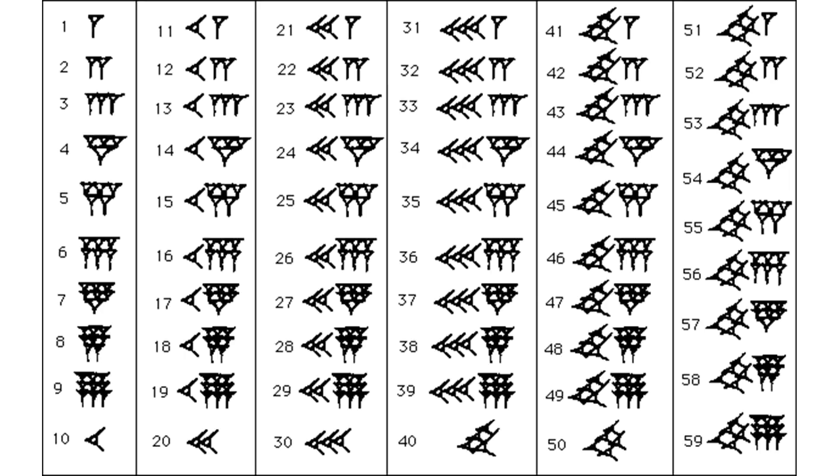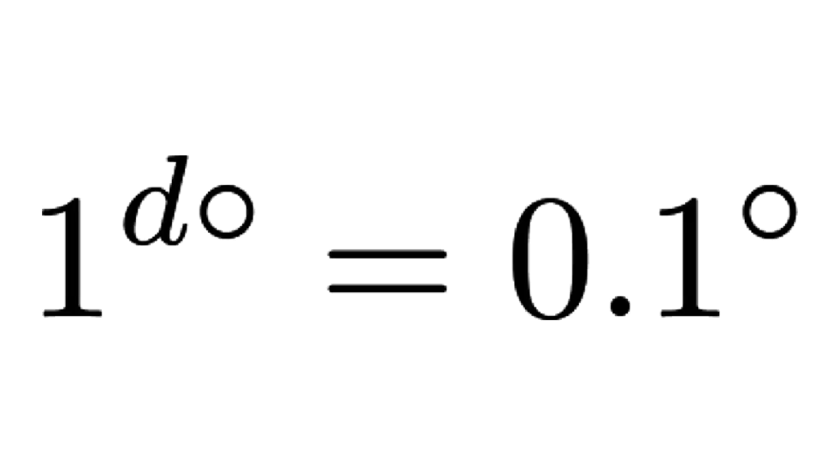The only reason why it was used is because Babylonians counted in base 60. Even then, they should have used 3600 degree angles.